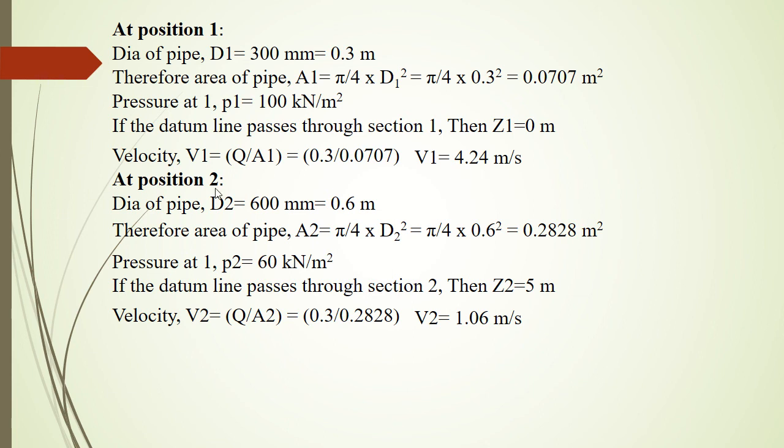Even at section 2, the diameter D2 is given as 600 mm, so it becomes 0.6 meter. So area A2 will be pi by 4 D2 square, it is pi by 4 into 0.6 square, so it is 0.2828 meter square. Okay, and he has also given P2, the pressure intensity at section 2, as 60 kilonewton per meter square.